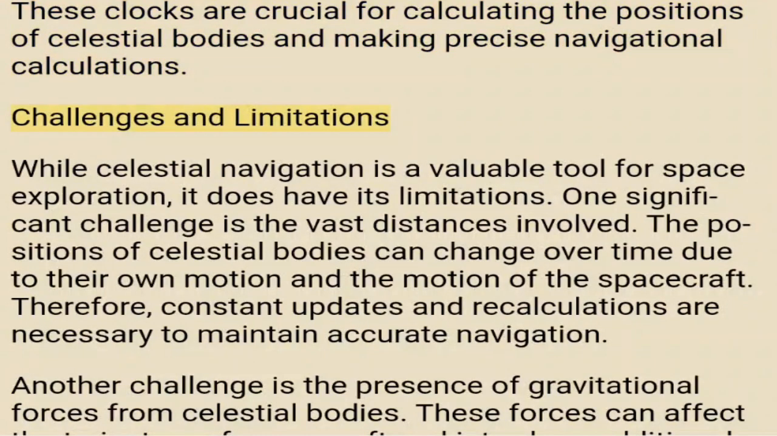Challenges and limitations. While celestial navigation is a valuable tool for space exploration, it does have its limitations. One significant challenge is the vast distances involved. The positions of celestial bodies can change over time due to their own motion and the motion of the spacecraft. Therefore, constant updates and recalculations are necessary to maintain accurate navigation.